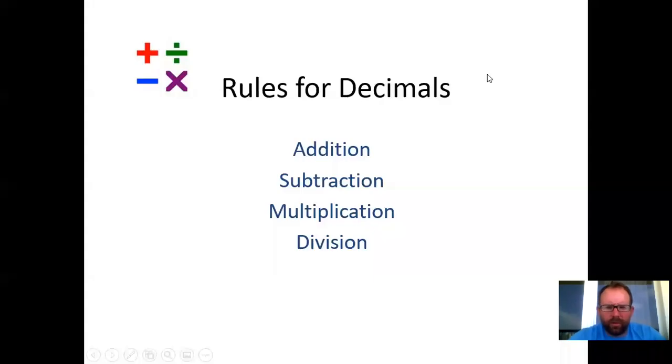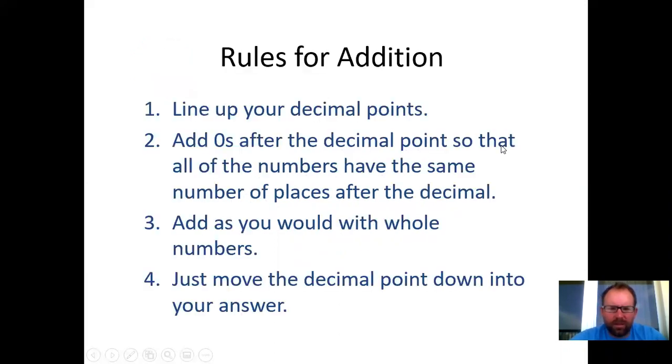All right, y'all. So today we're going to be doing some decimal arithmetic. We're going to talk about decimal addition, subtraction, multiplication, and division. We're just going to kind of go over the ways to go through the process correctly.